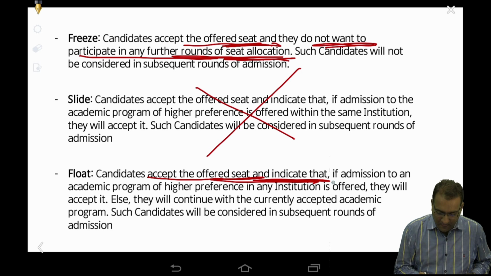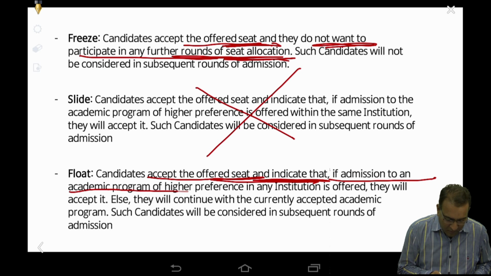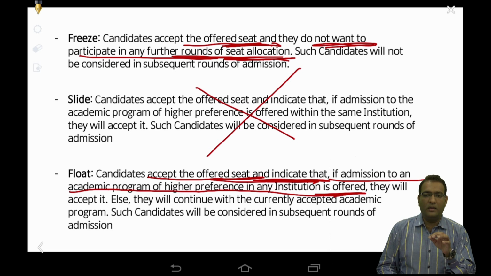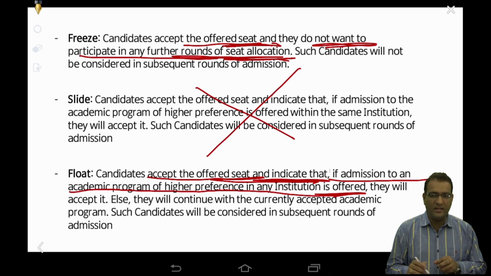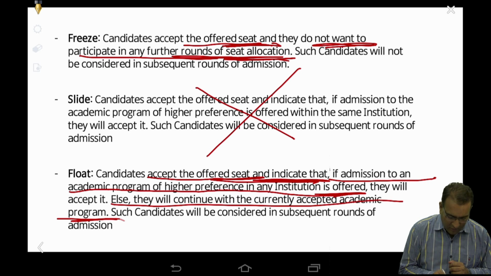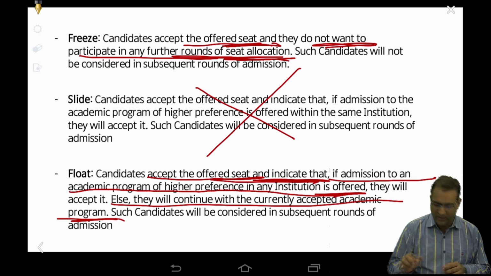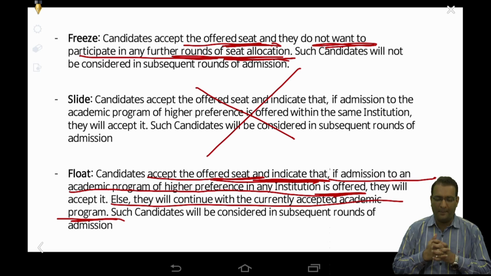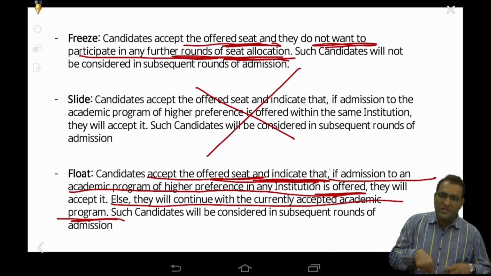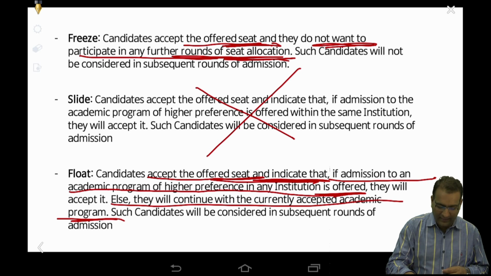If admission to an academic program of higher preference in any institute is offered, they will accept it, else they'll continue with the currently accepted academic program. Otherwise, whatever I've got, I'll accept. Such can be considered in subsequent rounds of admission. Let's understand how it is going to happen now. Let's see. Everyone is going to do the same thing. Float ही करेंगे हम.